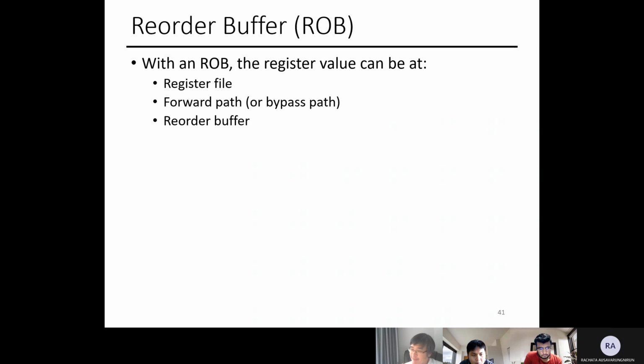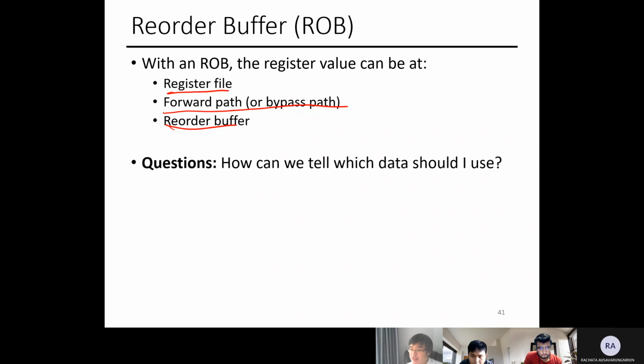So with a reorder buffer plus data forwarding, like recall our data forwarding lecture, now my data can come from three options: the traditional register file, the traditional forward path, which is from data forwarding, and the reorder buffer. Because when an instruction finishes, it's not in the pipeline, it's in the reorder buffer, and it's not in the register file because it's not the oldest instruction. So how can we tell which data I should use?